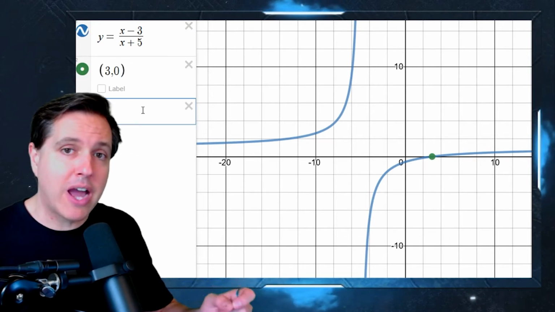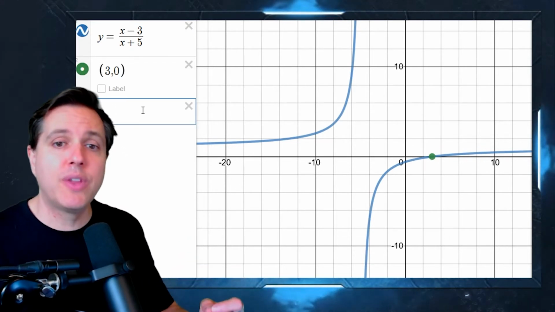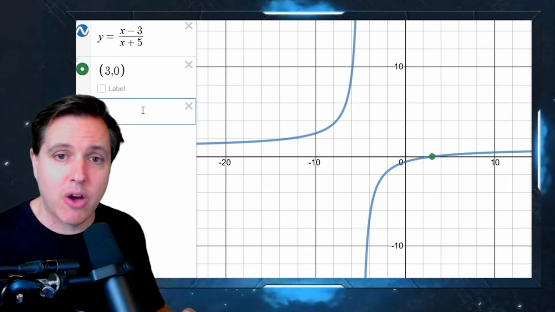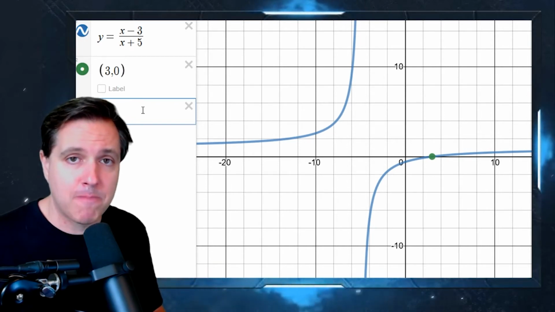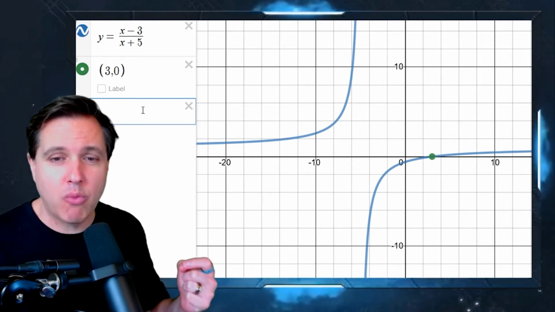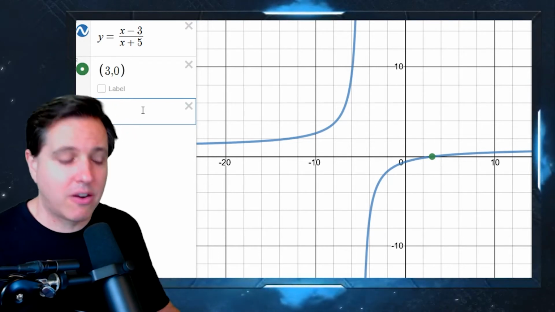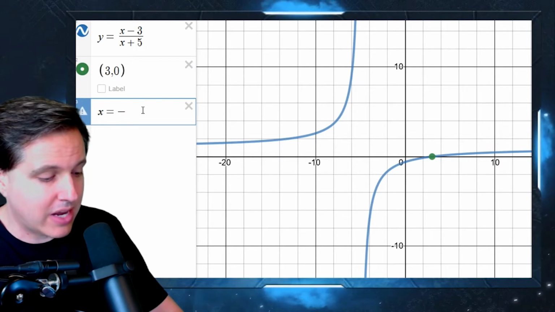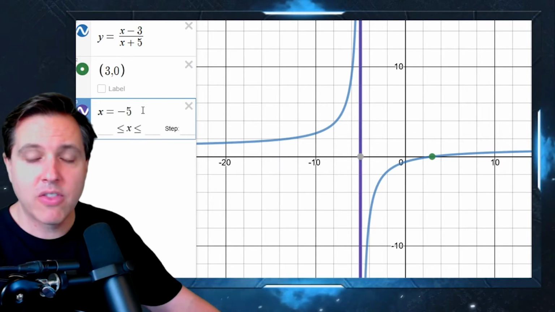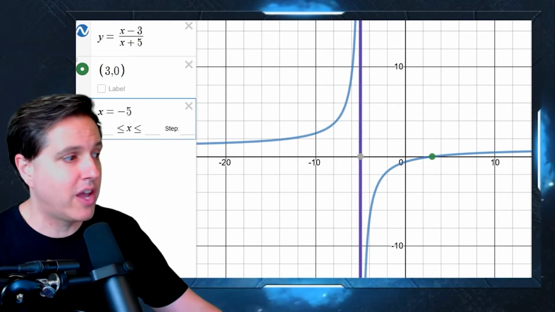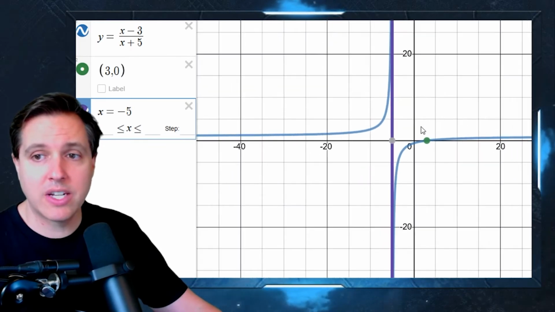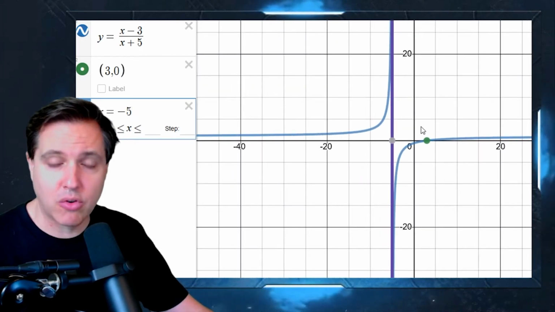And remember, where a fraction is undefined is when the denominator is equal to 0. So if we look at our function here, x plus 5, we think about, well, when would x plus 5 be equal to 0? That's when x equals negative 5. And sure enough, if we look at x equals negative 5, there's our vertical asymptote right there. And if we zoom out, we can definitely see that vertical asymptote existing.